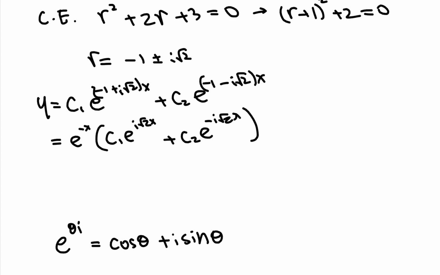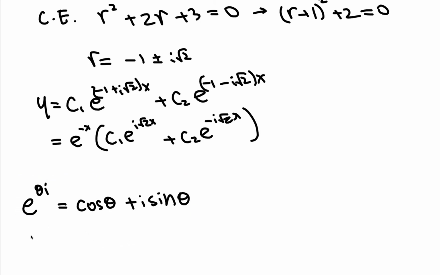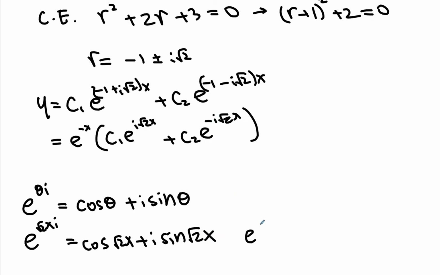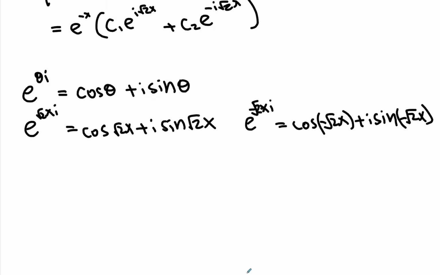e to the radical 2 x i now becomes cosine of radical 2x plus i sine of radical 2x. And then of course when I have e to the negative radical 2 x i, that means cosine of negative radical 2x plus i sine of negative radical 2x. Now, you have to realize that cosine is an even function, so this is equal to cosine of radical 2x. But sine is an odd function, so the negative sign will come to the front, negative i sine of radical 2x.